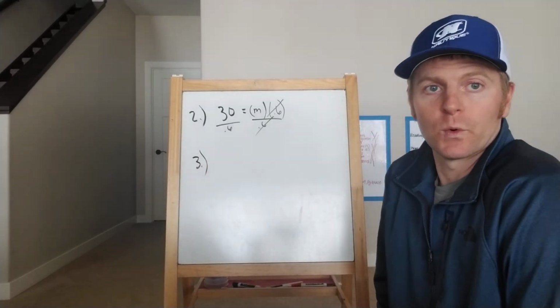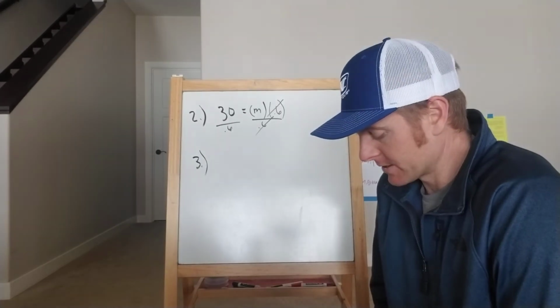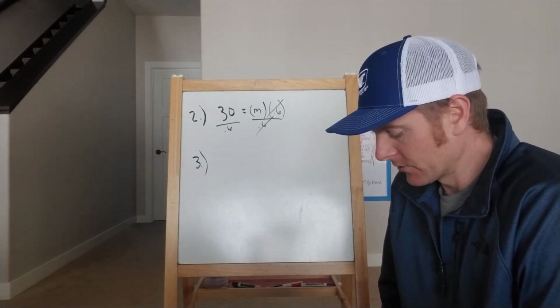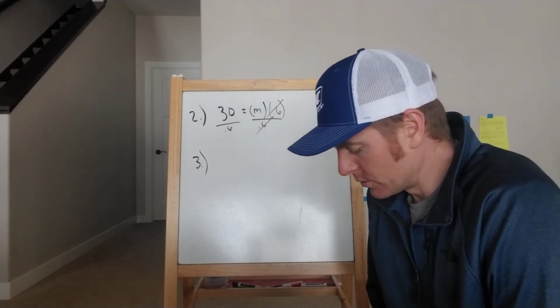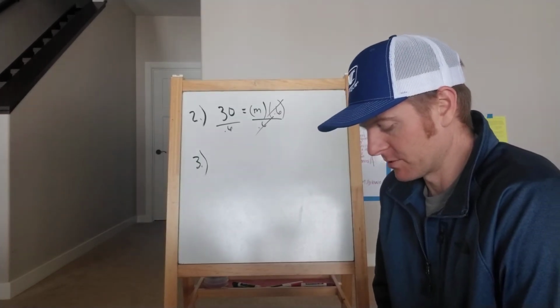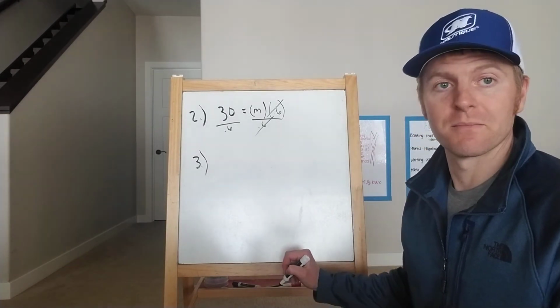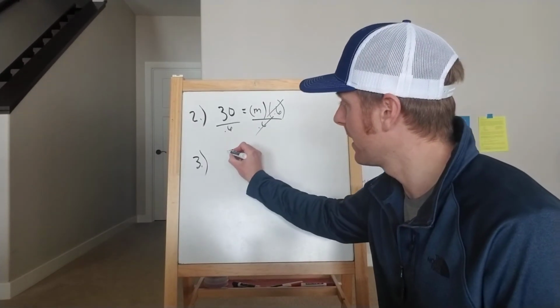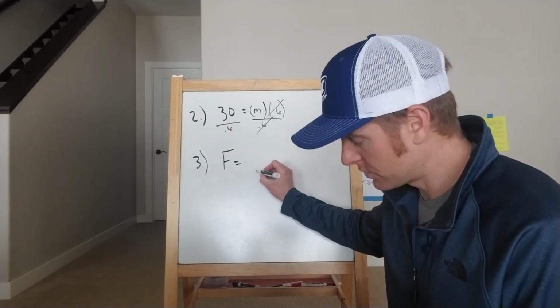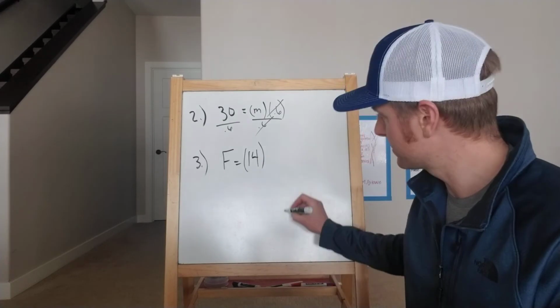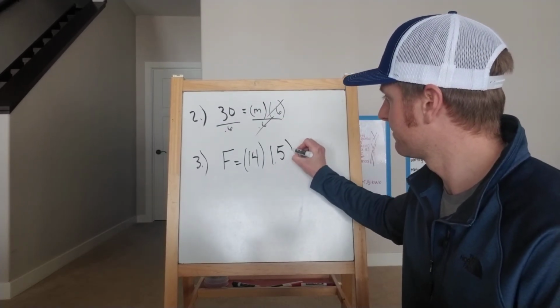Now, number 3, the last question for the day: what net force is acting on a 14 kilogram wagon that produces an acceleration of 1.5 meters per second squared? In this case, we're looking for the force. We're given both the mass and the acceleration. So F is going to equal 14 times 1.5.